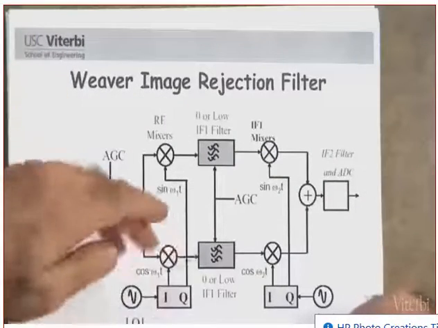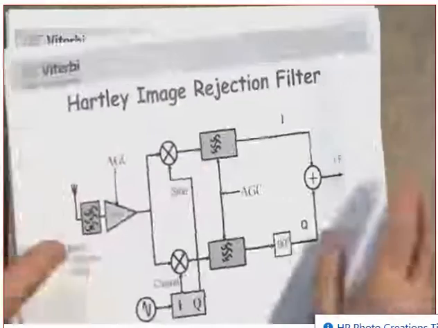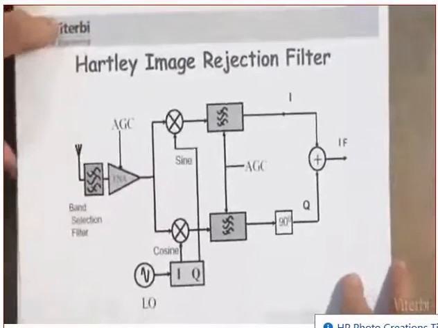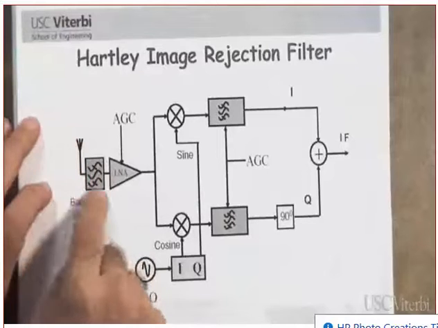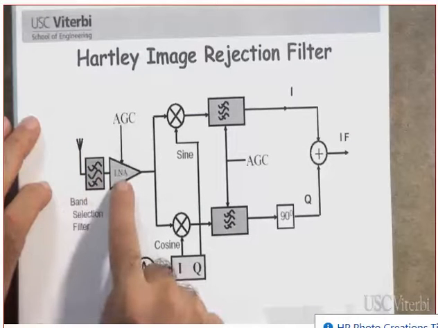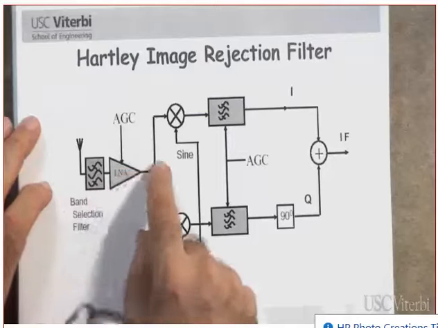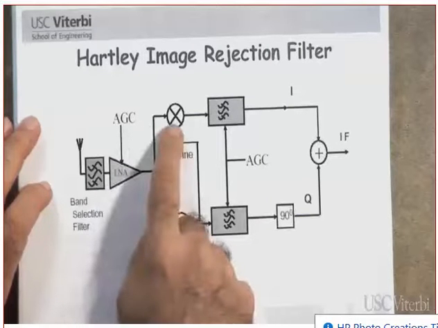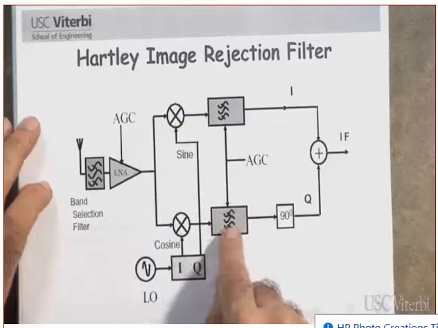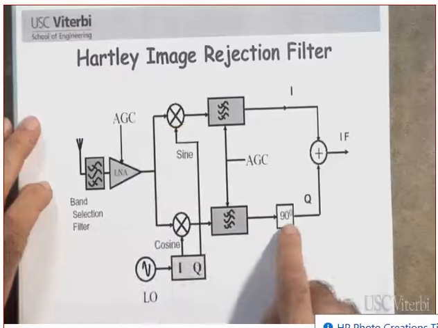I will show you the math a little bit, but I will assign it for homework so that you understand the difference. Let's look at the Hartley first. This is the band select filter from the antenna. This is the low noise amplifier. I'm going to mix it with a sine and cosine. Then I'm going to filter it, but I'm going to introduce a 90-degree shift in here.